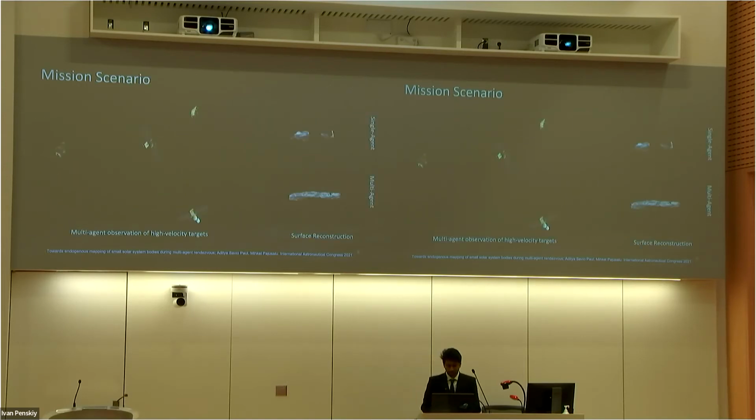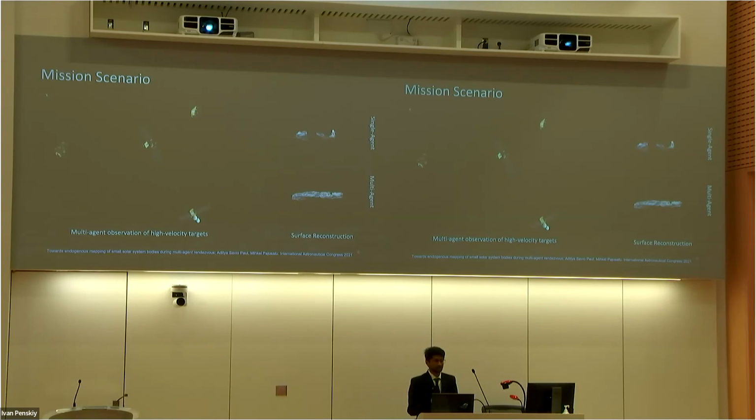For simplicity, in the mission scenario, we consider the small solar system body as the only moving object, and it is observed from various spatial locations by multiple agents. And this represents a high velocity flyby through the agents that are continuously observing. And we perform surface reconstruction for the particular flyby scenario, where frames from a single agent and frames from multiple agents were compared, and it is quite evident that more information was achieved with multiple agents, and hence a greater area of surface was able to be reconstructed, which may be useful also to study the surface activity for such small solar system bodies.